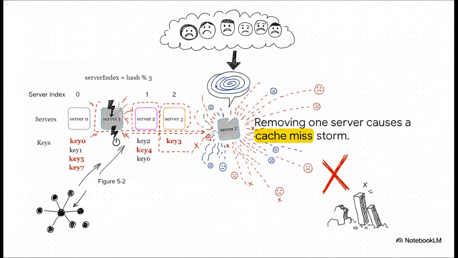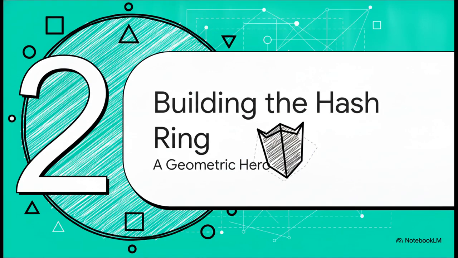Nearly all the keys are suddenly redistributed. It's not just the keys from that dead server 1 that need a new home. Almost every single key now maps to a completely different server. Your cache clients will start trying to fetch data from the wrong places, causing a catastrophic storm of cache misses that will literally bring your entire system to its knees.